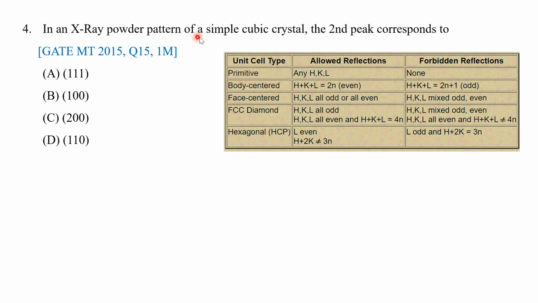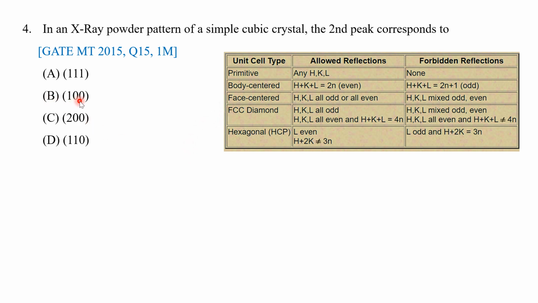For a primitive or simple cubic unit cell, allowed reflections mean any combination of HKL is possible, and there are no forbidden restrictions. Any peak can be observed in a simple cubic crystal. We should also keep in mind that in case of HKL values, 0 is considered an even number. So for the first peak, any HKL is possible. It can't be 0, 0, 0, right? Therefore, we can say the first peak will be 1, 0, 0.